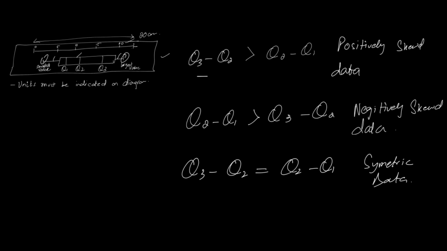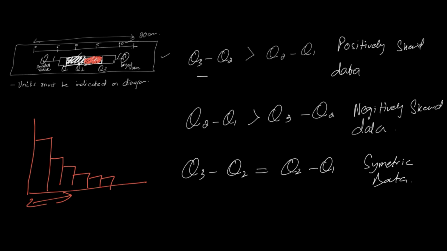Okay, so now if the distance between Q2 and Q3 is smaller than the distance between Q1 and Q2, that means that if we draw a bar graph of this, it will have more frequency in the low value end. That means that it's a negatively skewed data. That means that it has more low values.